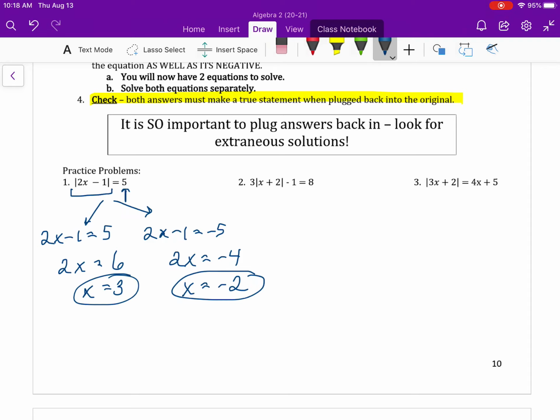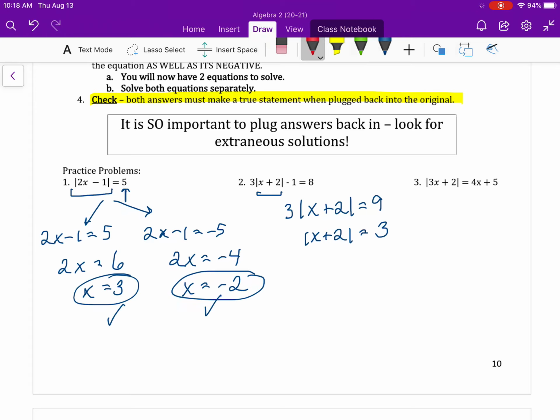x equals negative 2. So we get two solutions, and then you go back and you check them by plugging them into the original and making sure that it makes the equation true, which in this case they both do, right? Let's try another one. First step is we need to get the absolute value bars by themselves. So go ahead and add 1 to start and divide by 3.